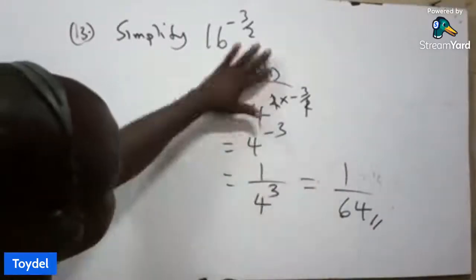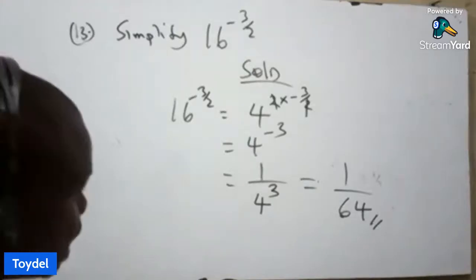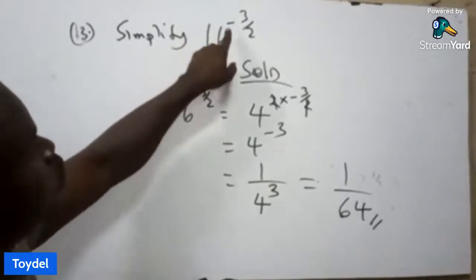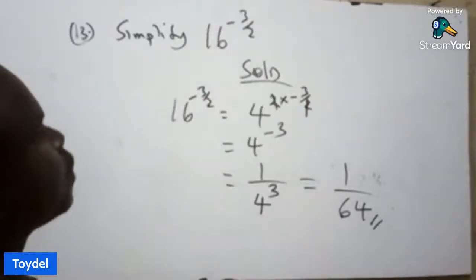So without this step, from this question, I will know my answer. Merely looking at it, I know that the answer is 1 over 64, because I've just changed, in my mind, this 16 to 4 squared. 2 will cancel 2. I will have 4 raised to power -3. That will be 1 over 4 raised to power 3, and that is 64. Okay.